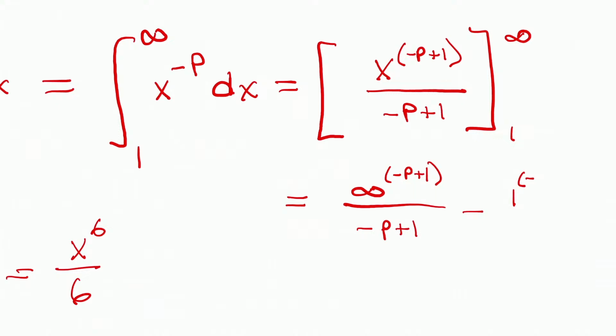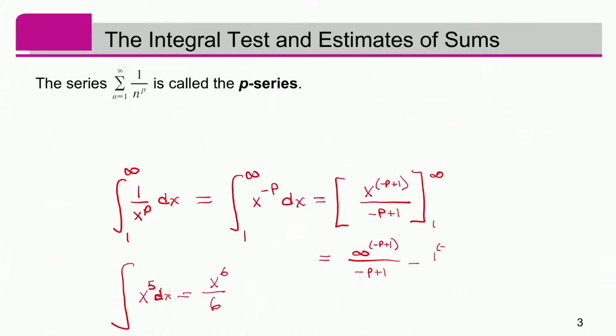Oh, 1 to any power is just 1, isn't it? So let's see, what can I do to make that go away? Hold on a minute. I feel bad about that infinity over there. You know what? I can't do it. Sorry, I tried, but I can't. Limit as b approaches infinity of this.